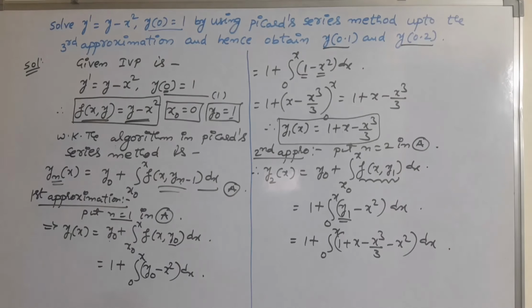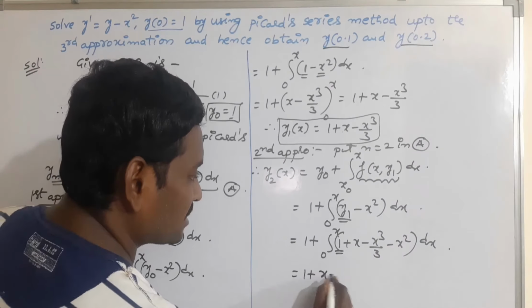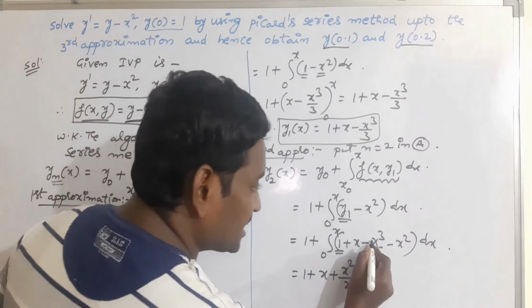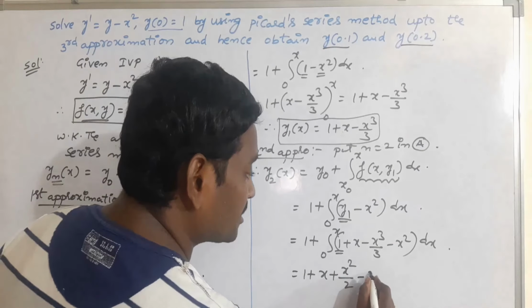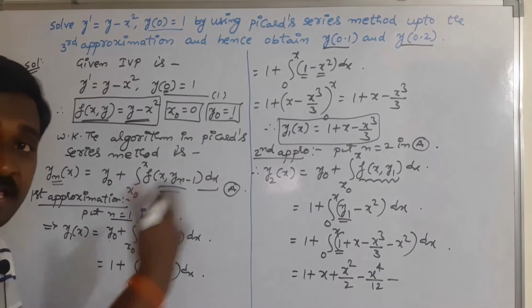Now what about the integration of this one? 1 plus integration 1 dx is x. Integration x is x square by 2. Okay. And integration of x cube is x power 4 by 4, but already 3 is there in the denominator. So x power 4 by 12 minus, what is the integration of x square? X cube by 3.